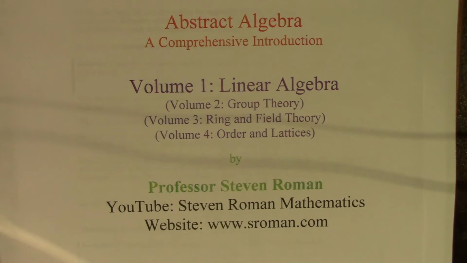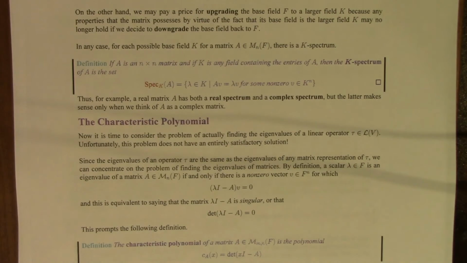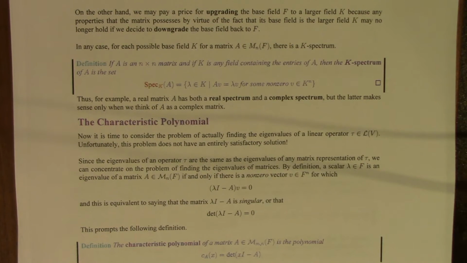Let's continue our lectures on linear algebra. We've been studying eigenvalues and eigenvectors. We did so in the last lecture. Now it's time to consider the problem of actually finding the eigenvalues of a linear operator. Unfortunately, this problem doesn't have an entirely satisfactory solution, as we'll see.